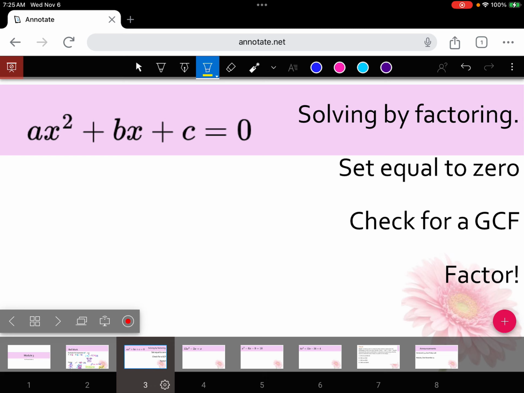Okay, so we have to have it set equal to 0. To solve it, we have to have it set equal to 0. That is super important. And we have to check for a GCF every single time.